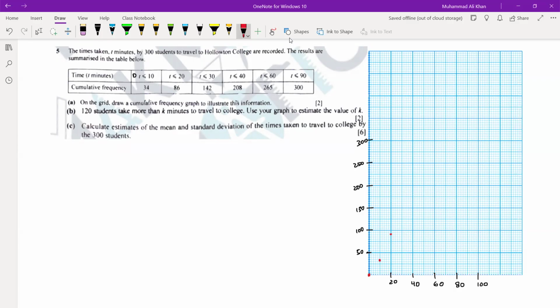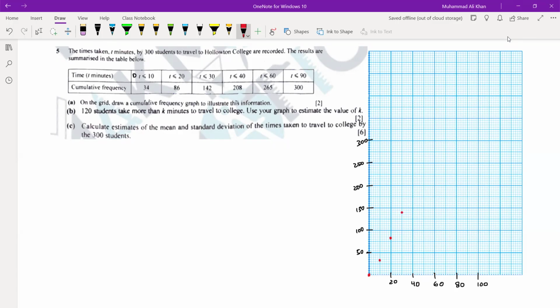And after that, 30 is 142. Sorry, again, there's a confusion for 86. 86 is like this one. Now, after that, 142. 30 is 142, here it is 100, and here it will be 142 somewhere.